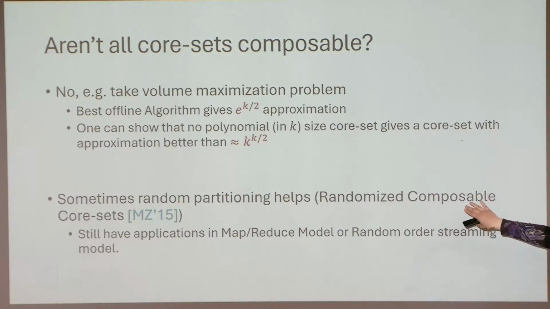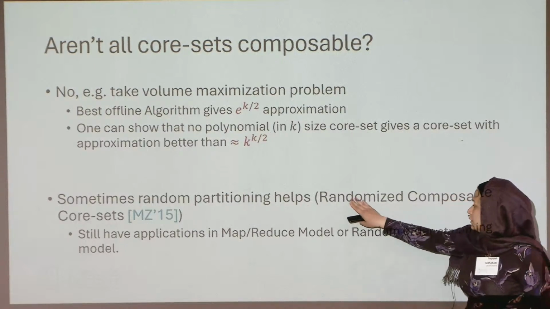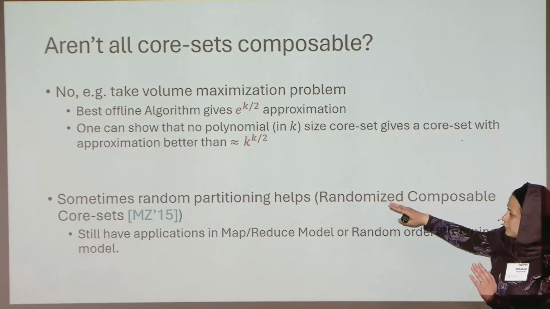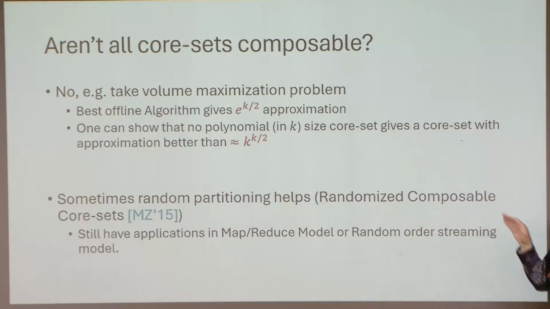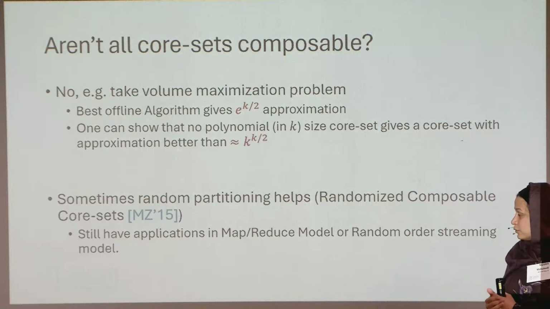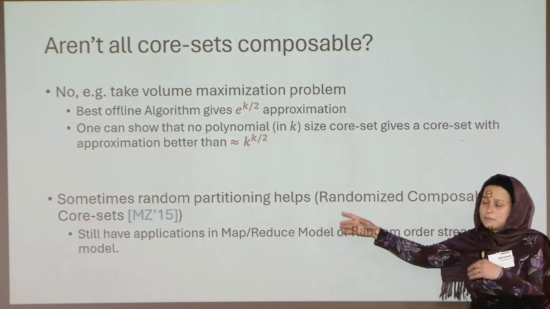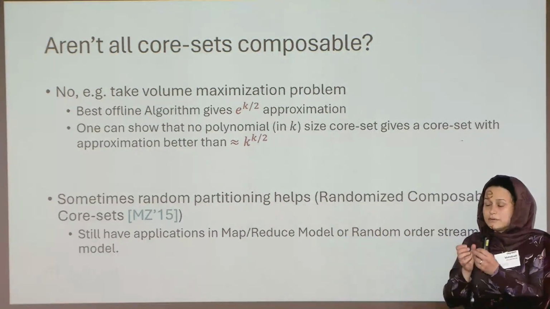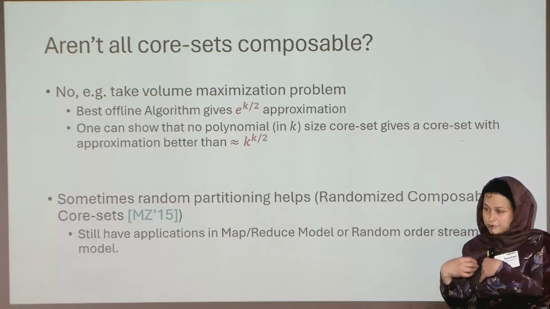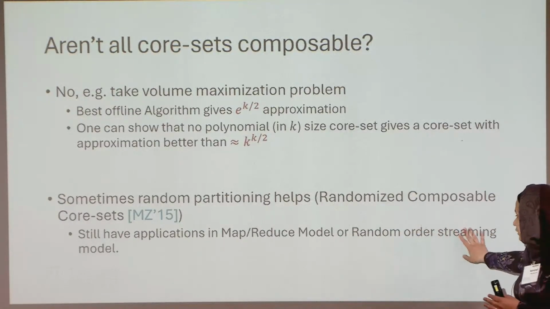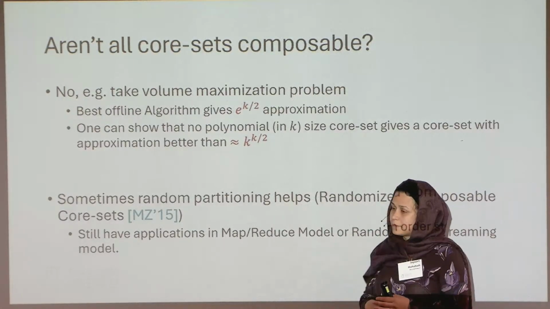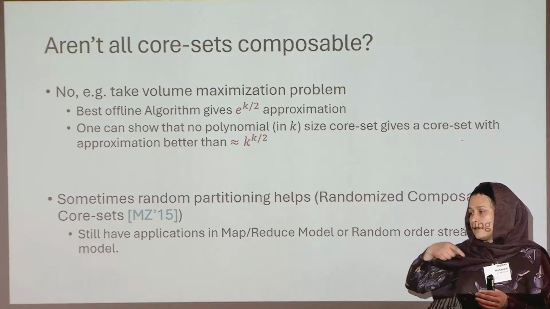For example, these are defined for the first time for the coverage maximization problem. They're called randomized composable coresets, again when the partitioning of the points is random, and they still have application, for example, in the MPC model, where the partitioning of the points is left to the algorithm itself, or in the random order arrival setting in streaming, where the data is coming in a random order.